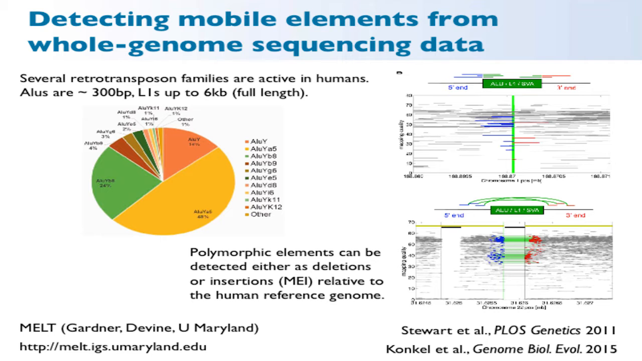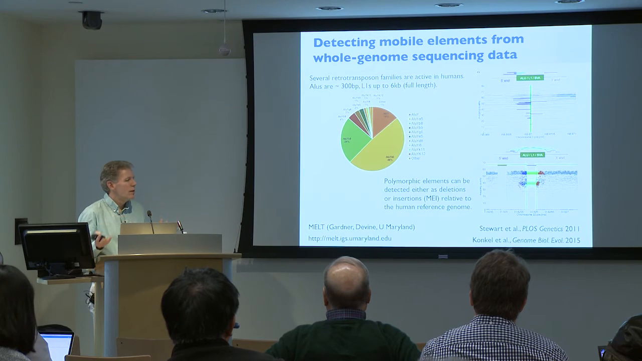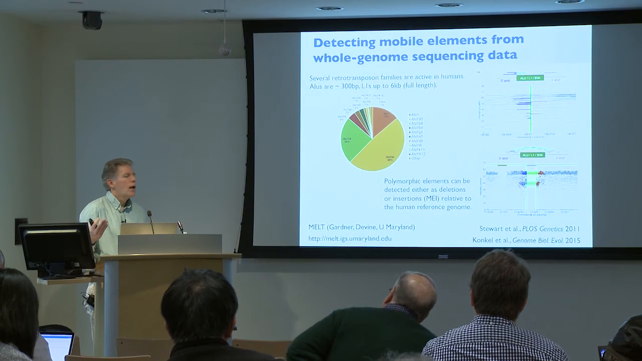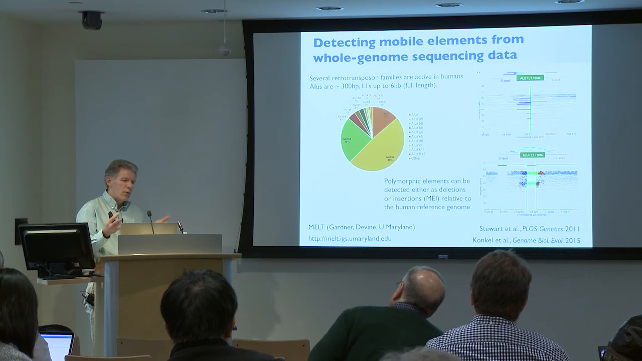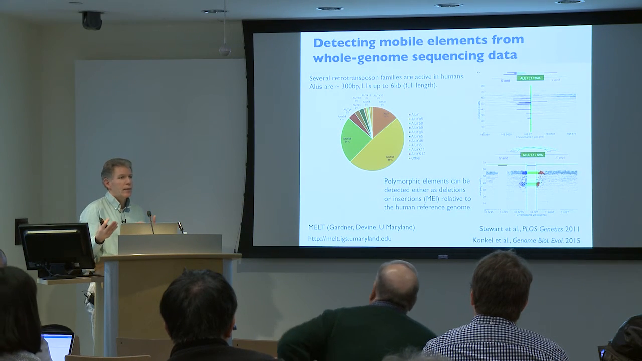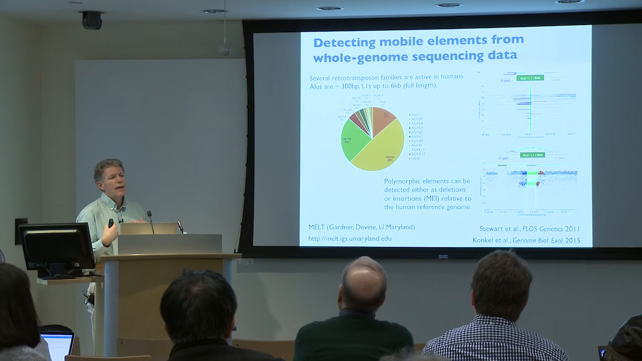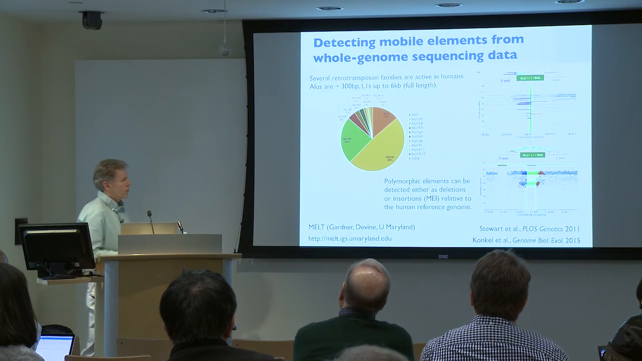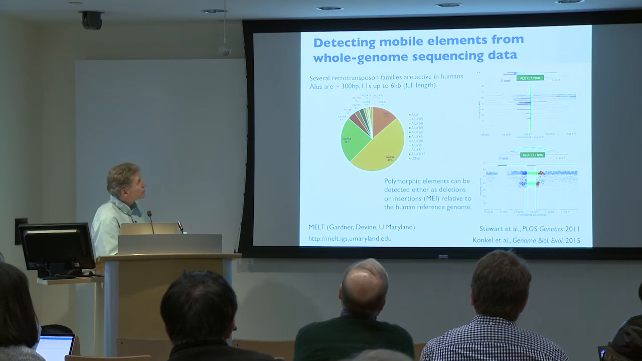Oh, I suppose the other thing is I mentioned that ALUs are mostly full length. When L1s insert, it's quite common that they're not full length. A full length L1 is about 6 kb, but often you'll see L1 insertions that are not full length. If they're not full length, they can't then reinsert, but you'll get these L1 insertions that are shorter than 6 kb, which are fairly common.